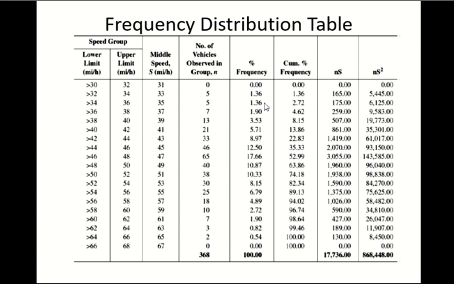The next one is n into s square. So instead of doing n into s, I am doing n into s square. So 0 into 31 square, 5 into 33 square, again 5 into 35 square. Clear? Okay. This one will be 2 into 65 square. The summations of these values are given here, and obviously the summation of the percentage column should be 100.